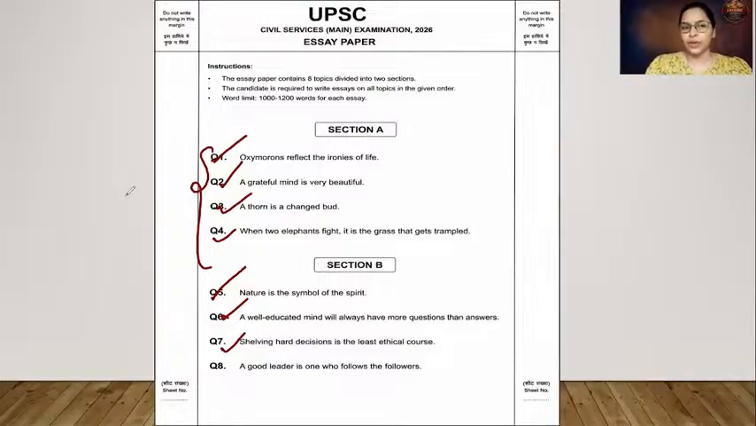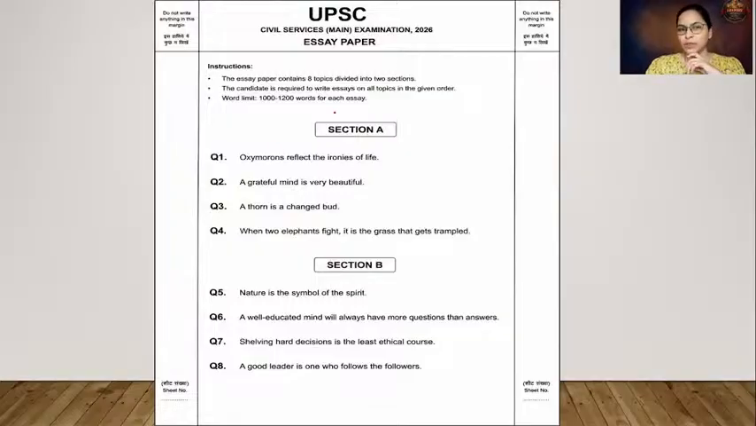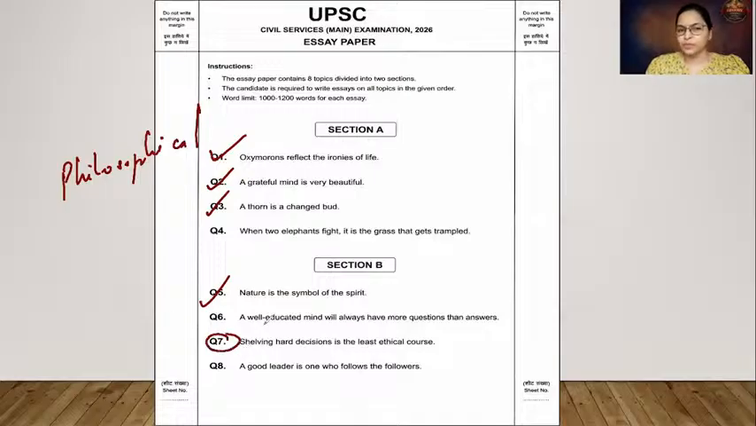Now let us try to understand the major themes of the essay. If you look at the major themes, philosophy dominates. If you look at question number 1, question number 2, question number 3, question number 5, so 1, 2, 3, 5, these are the philosophical topics. So definitely philosophical topics dominate. If you look at question number 7, this is related to your ethics.